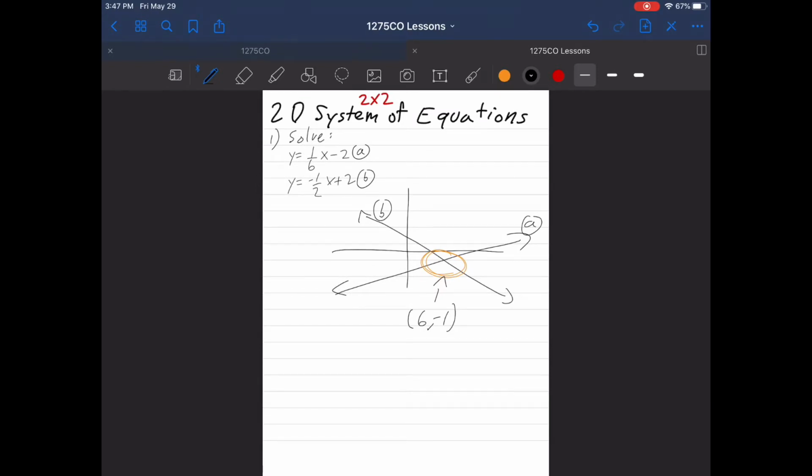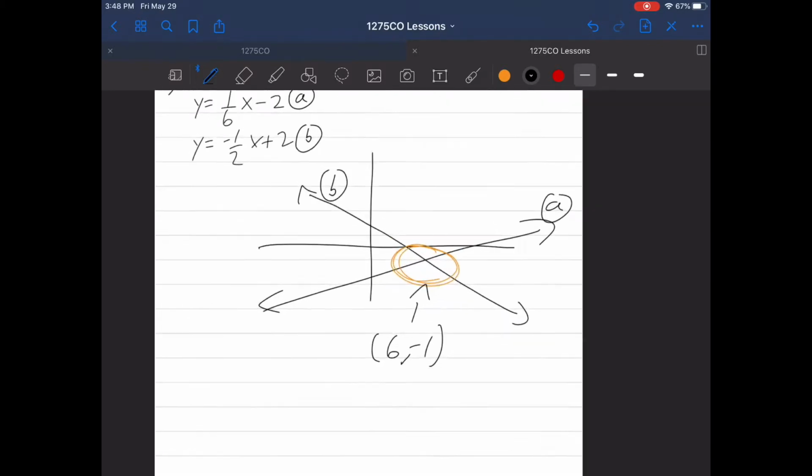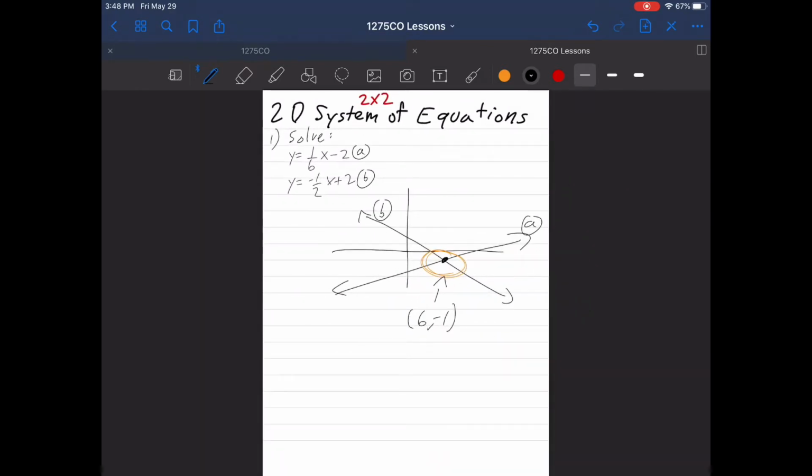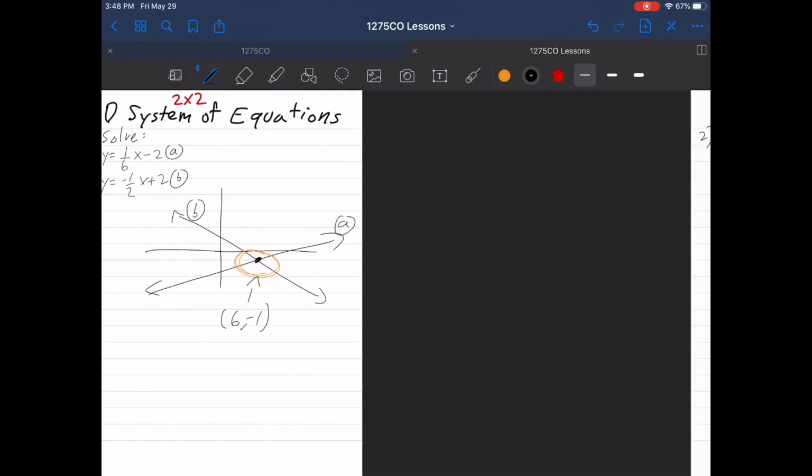Whatever method or means you like to graph lines, you can graph both of these lines and then locate their point of intersection, and that's going to be your answer. But there are ways to solve this algebraically without the use of graph paper and all those kinds of things. So let's take a look at that.